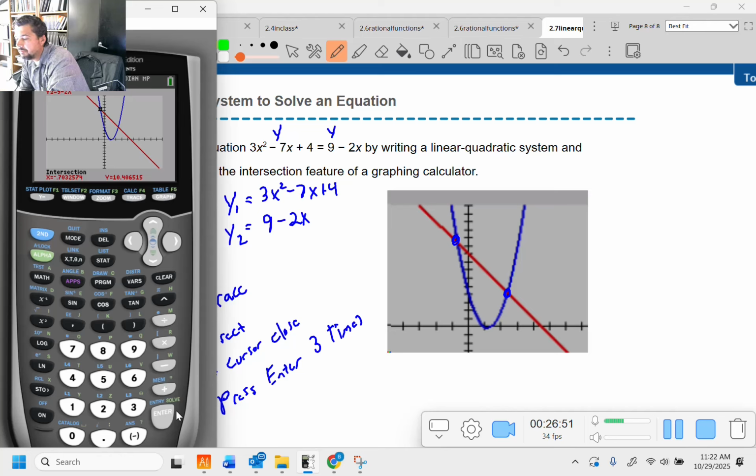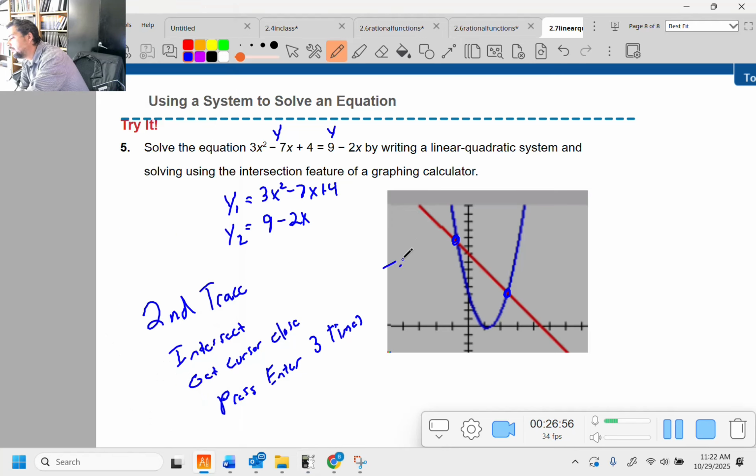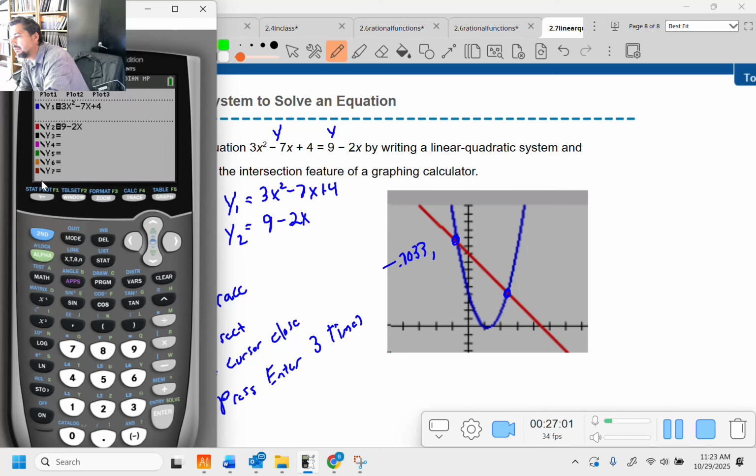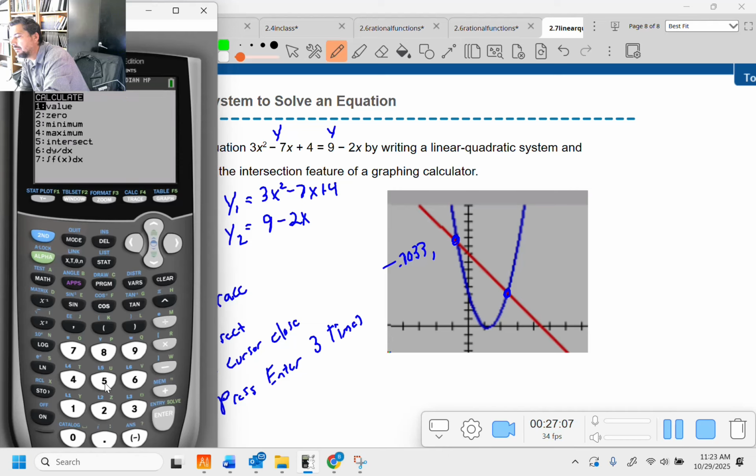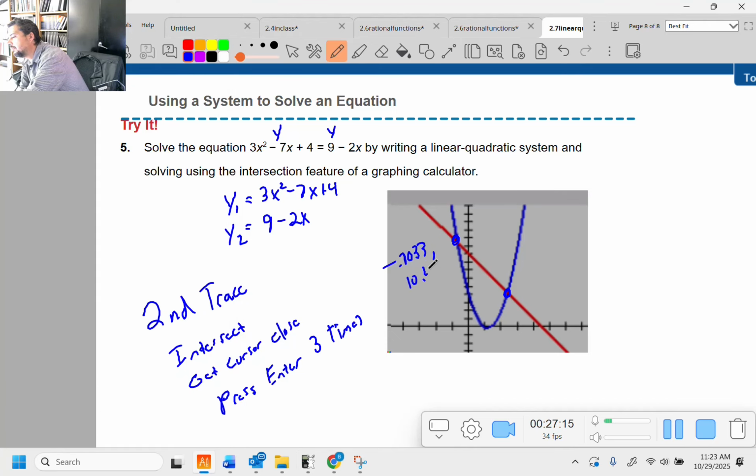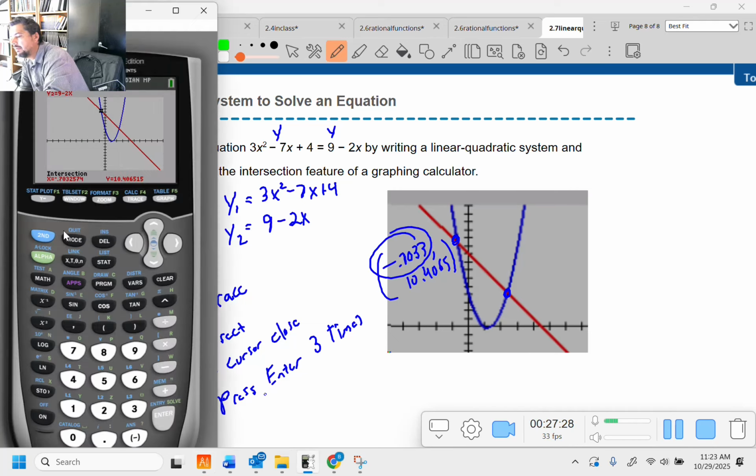It's not pretty numbers. We'll just go 4 digits, -0.7033, assuming I don't have a typo. And then 10.4065. So there's one system, there's one answer, okay? Now I will say that because the original equations didn't involve x, y, the only thing they want is the x value.